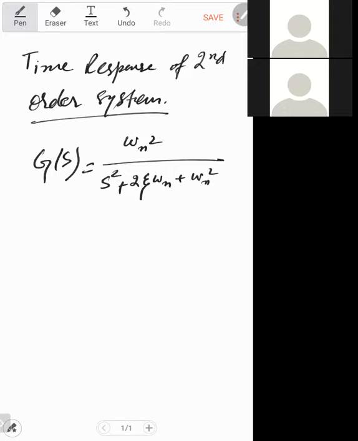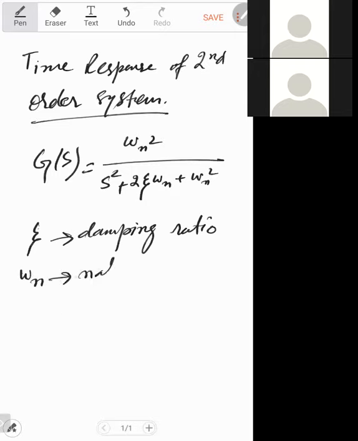There are two parameters in this denominator polynomial which completely describe the dynamic behavior of the second order system. And this includes zeta, which is called the damping ratio, and the second one is omega n, which is called the natural frequency.